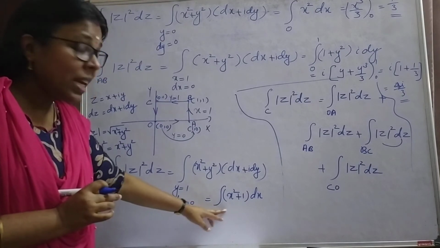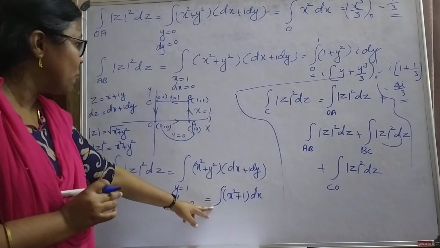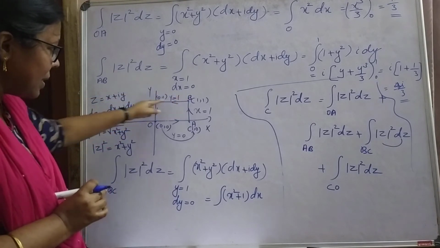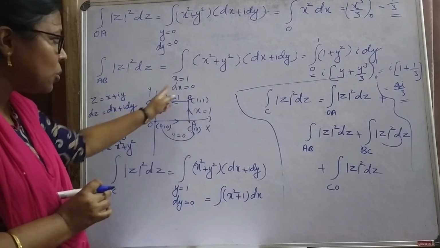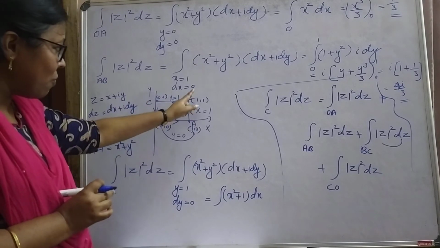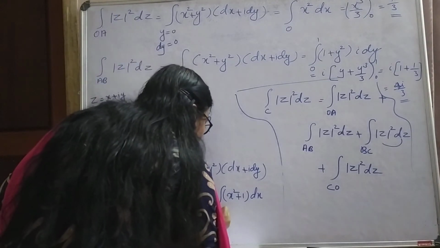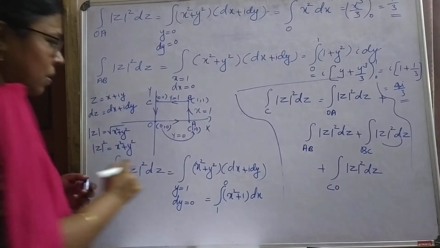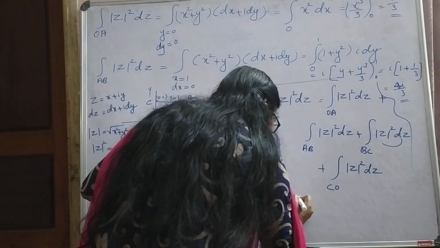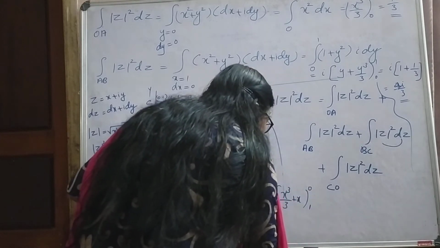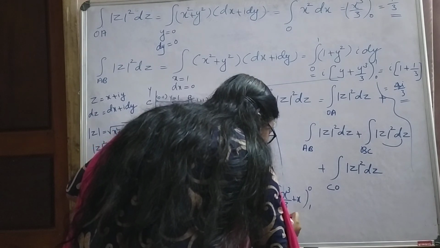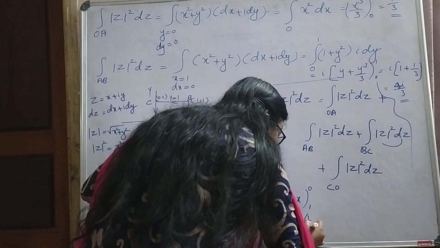Therefore we need the limit of x here. What is the limit of x? The direction is like this, so x varies from 1 to 0, not 0 to 1. Then the integral of x² plus 1 is x cubed by 3 plus x, from 1 to 0. By applying the upper limit and lower limit, we get the answer as minus 1 by 3 minus 1, which is minus 4 by 3.